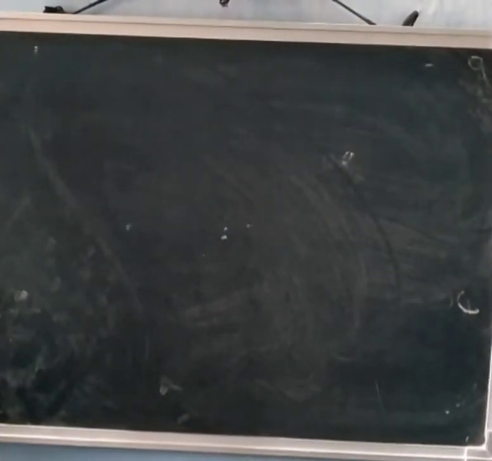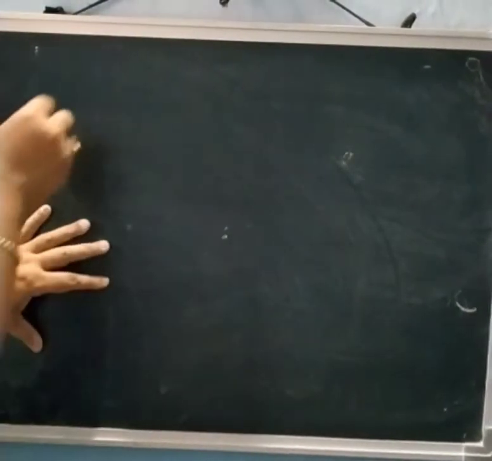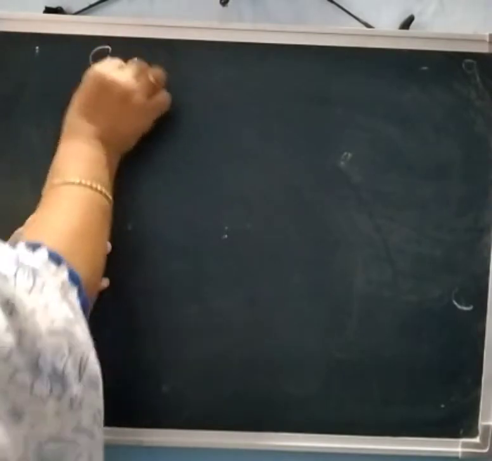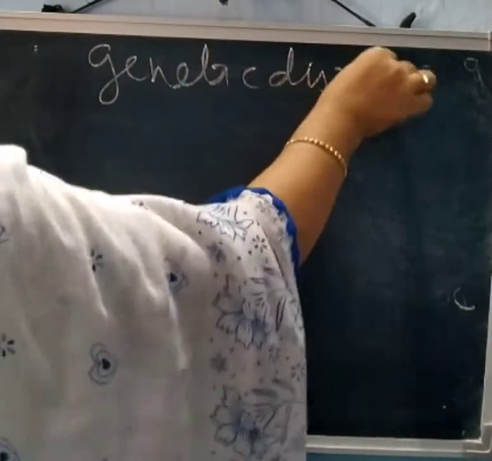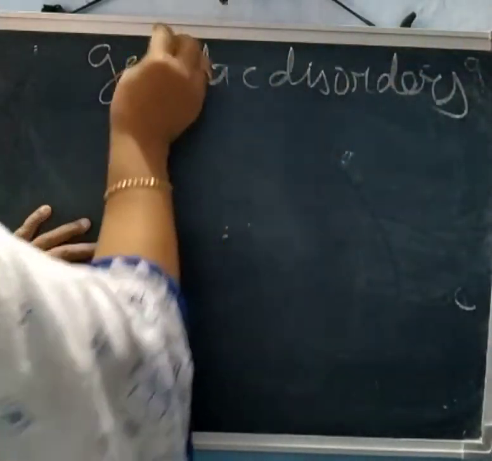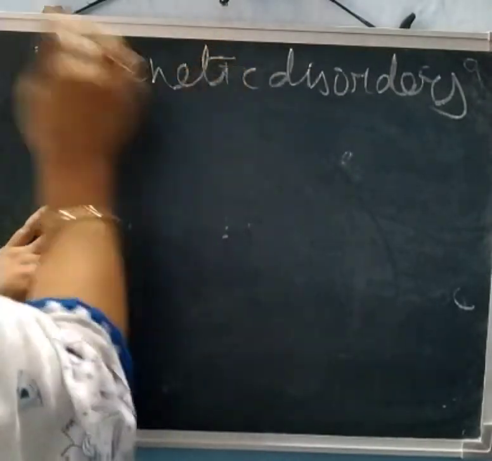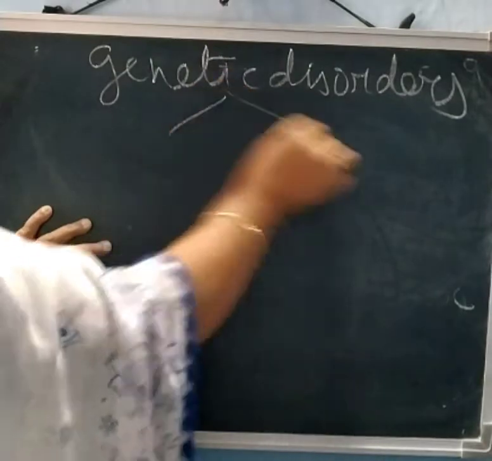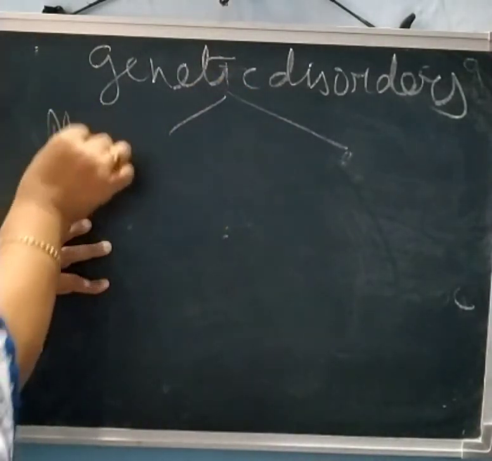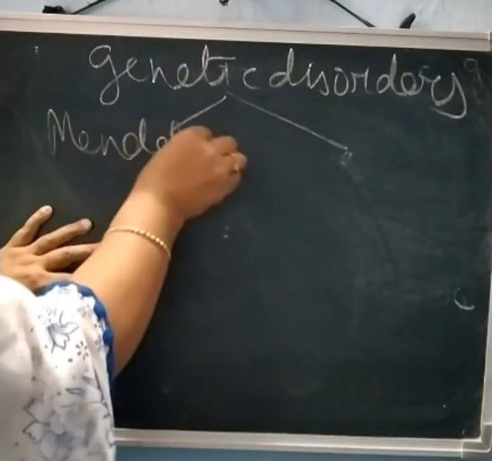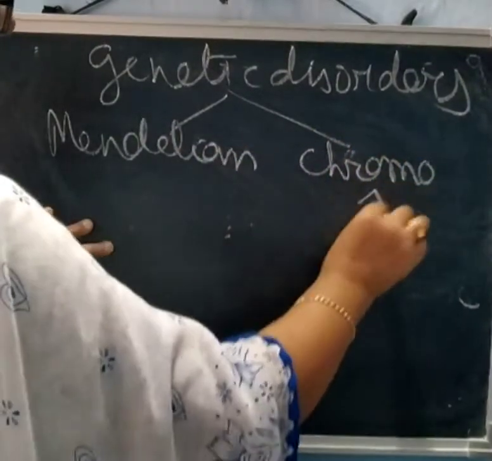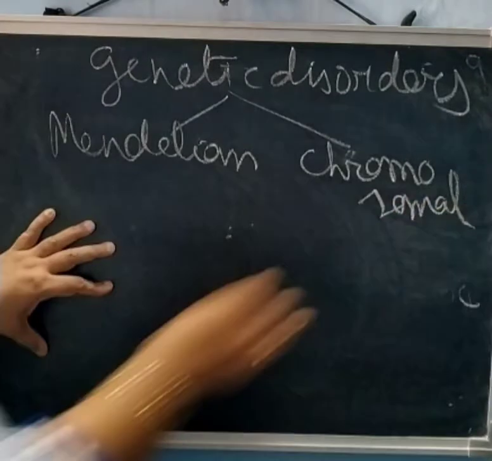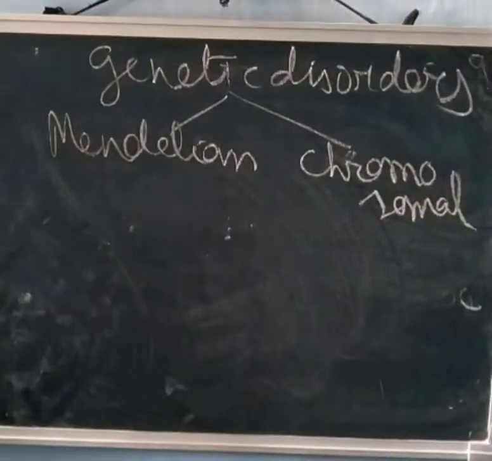Now the next one, after pedigree analysis, we must clear what is a genetic disorder. A genetic disorder means there are certain abnormalities that happen because of mutation. It can again be of two types: Mendelian disorder and chromosomal disorder.